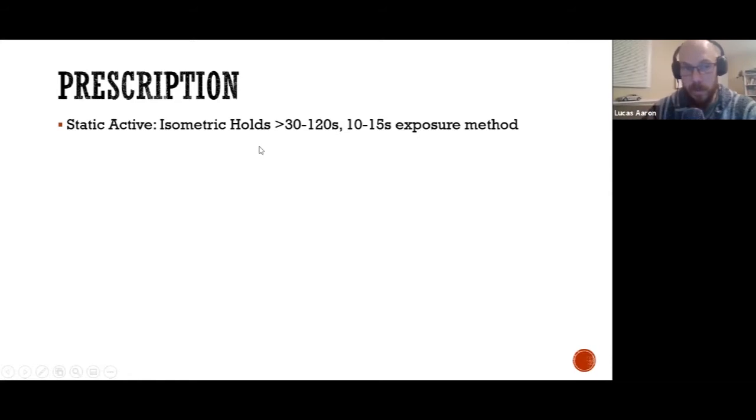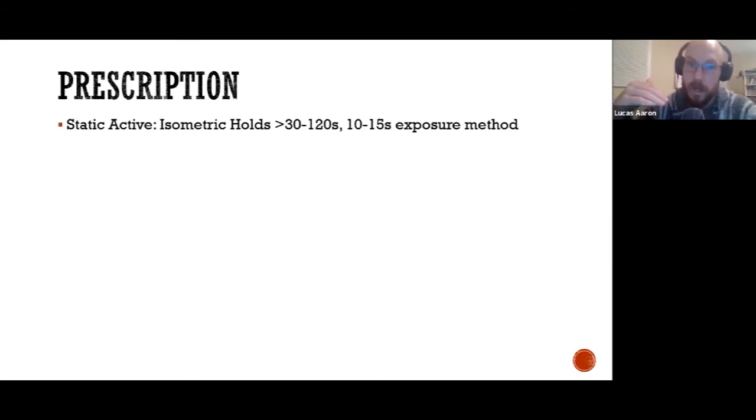And like I said before, we're thinking about the static active flexibility and the dynamic active flexibility work. In its prescription, isometric holds fall under that static active flexibility category. An isometric hold is within the window of 30 seconds upwards to 2 minutes. Beyond that, we start to fall into diminishing returns. We're not getting as much out of the stretch. But these kinds of capacities have to be built up over time.